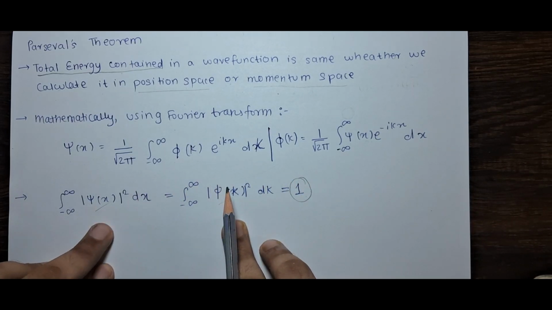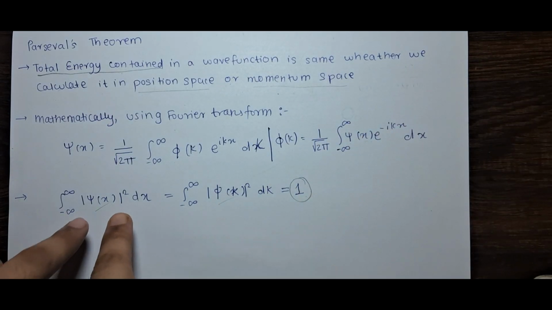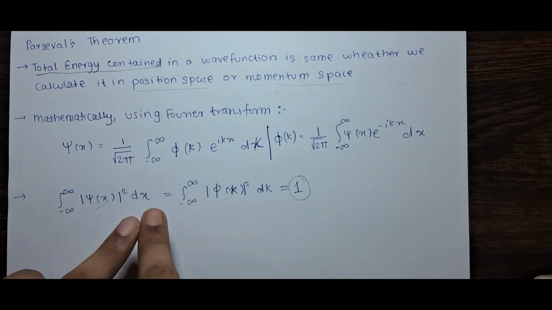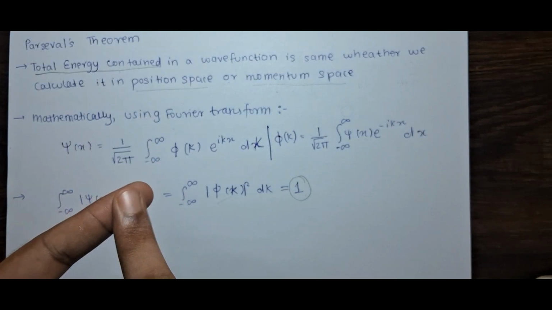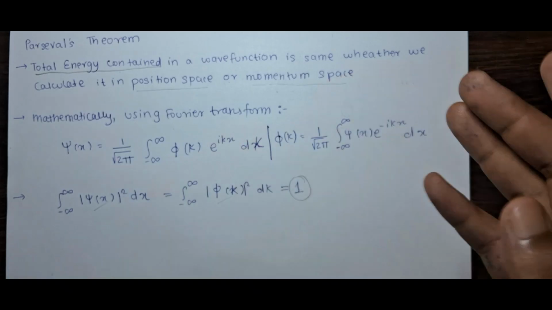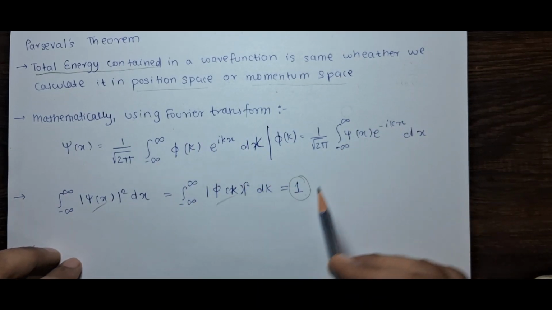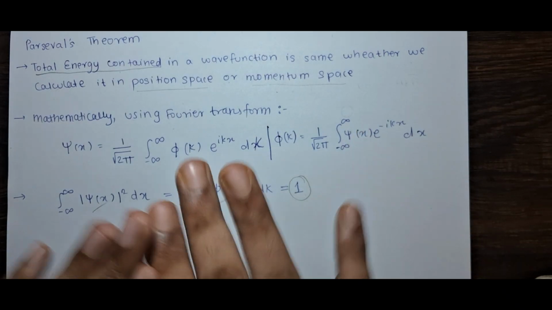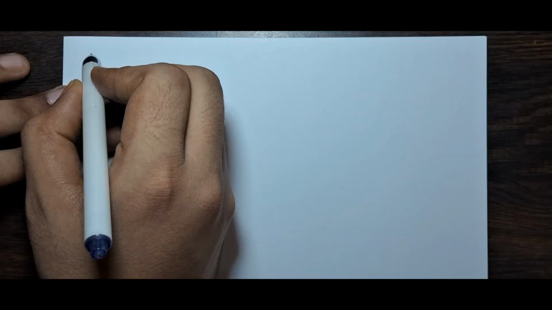Also note, if someone is confused: we are not measuring position and momentum simultaneously. We cannot, because of the restrictions as well as Heisenberg's uncertainty principle. We cannot measure both simultaneously. So we measure this or we measure this, and we get the result that the energy remains the same. Now we move further with the derivation.